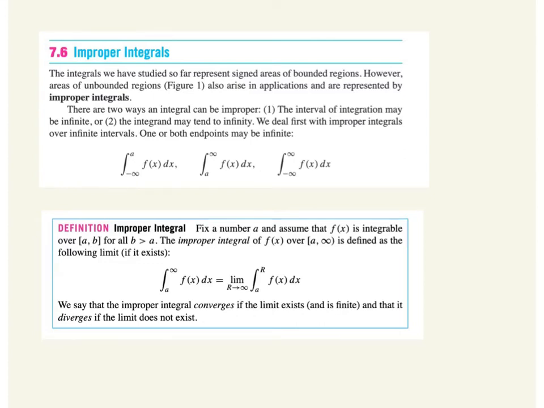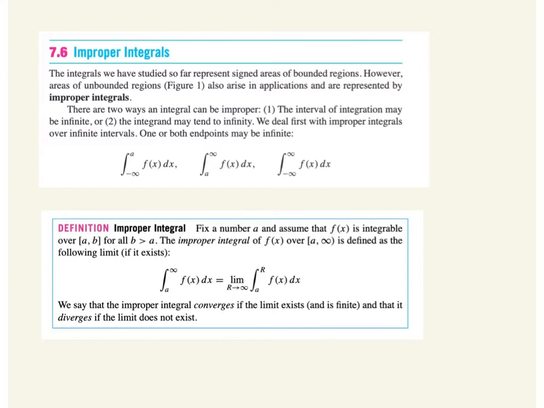7.6 is improper integrals. So in these situations, we are looking at integrals that either have unbounded limits of integration, perhaps they might have infinite endpoints or even infinite integrands. So we need to investigate in different ways. So we'll take a look at a bunch of different types of examples for this section.